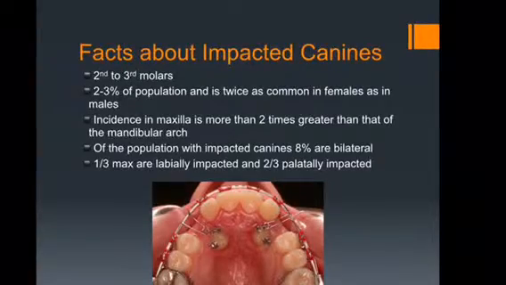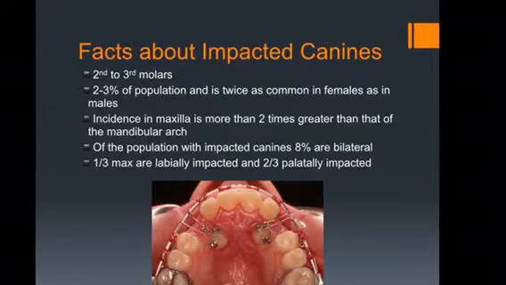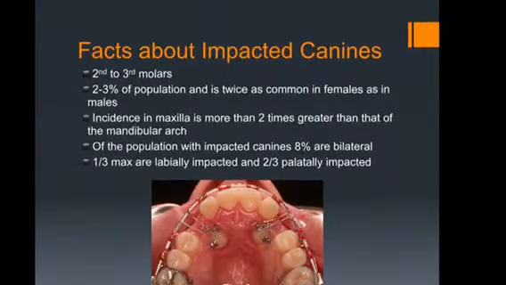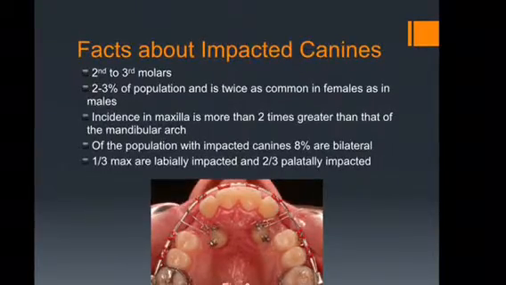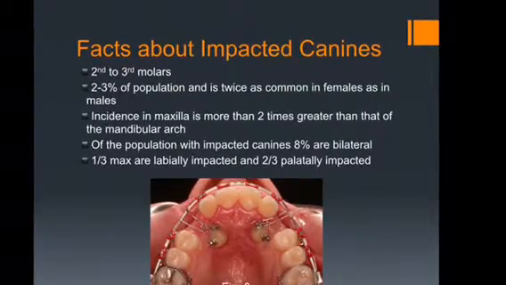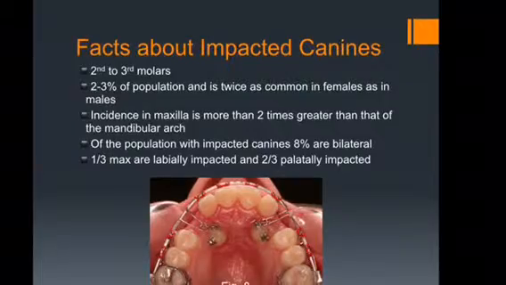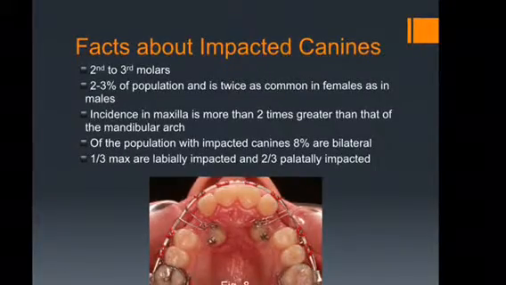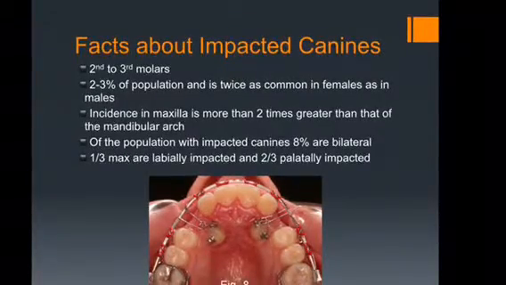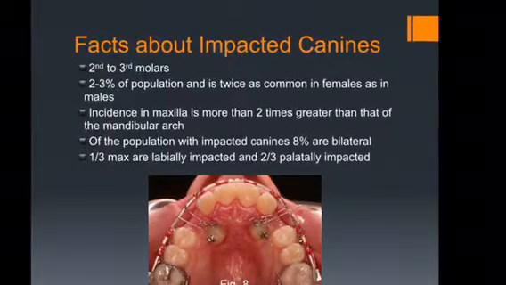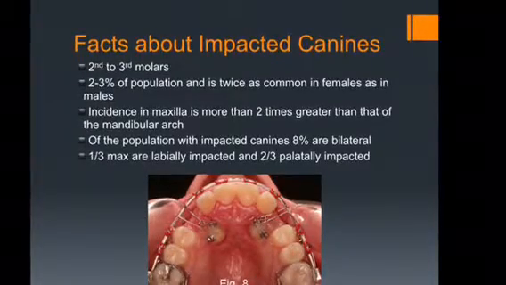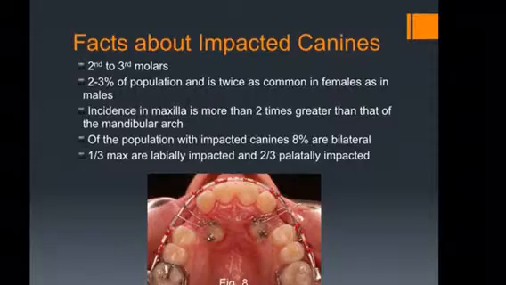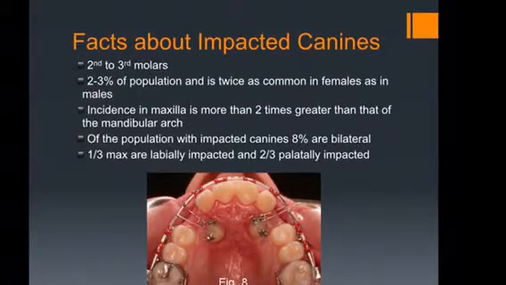So some interesting facts that you may or may not know about impacted canines. They are obviously second to third molars for frequency of impaction. 2 to 3% of the population actually have impacted canines. With that, it is twice as common to see in females as in males. And then the incidence in the maxillary arch is more than 2 times greater than that of the mandibular arch.